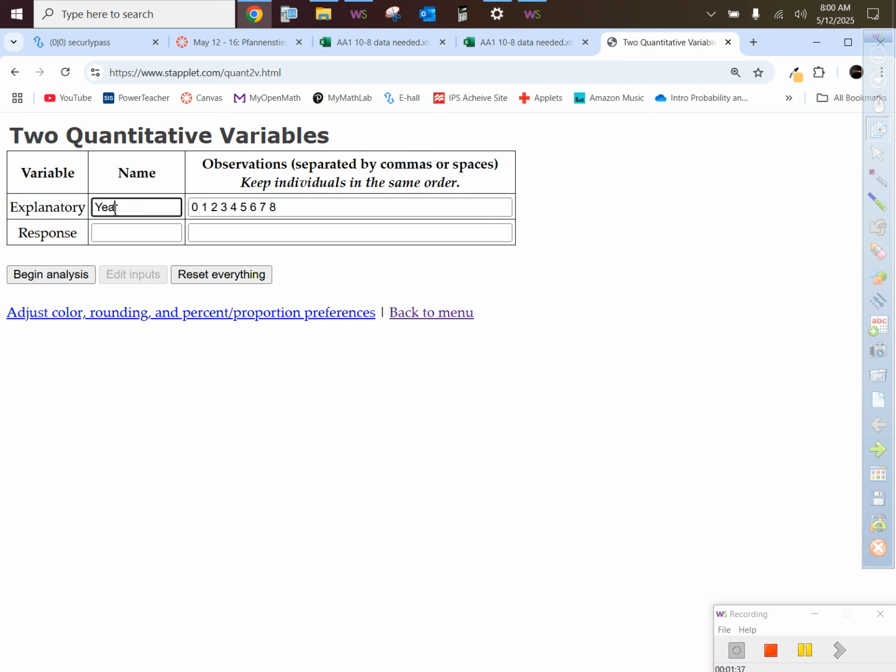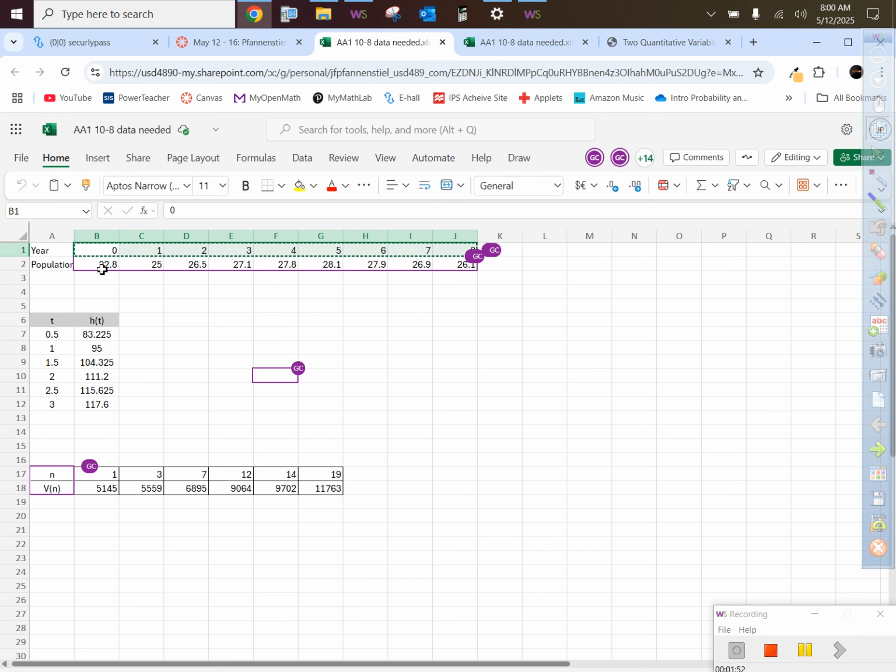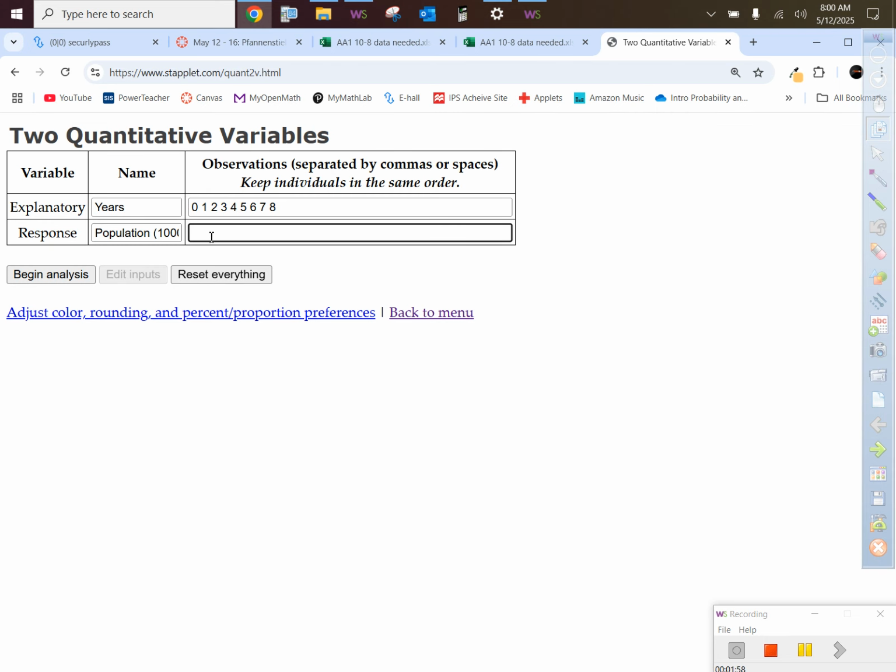These are years. And then this is the population in thousands. And then don't get too far ahead of me. I should have had this kind of prepared already, but I do not apologize for that. So you can hit begin analysis once you have it all in there.